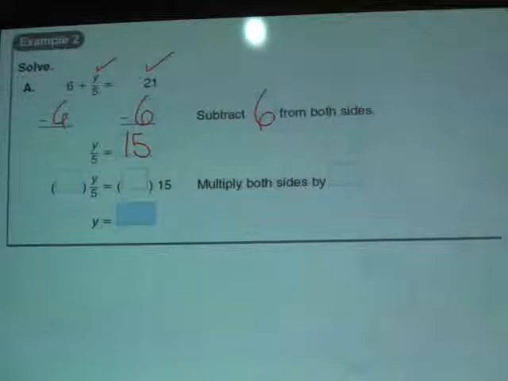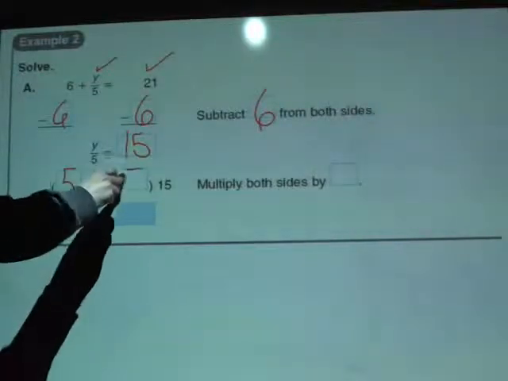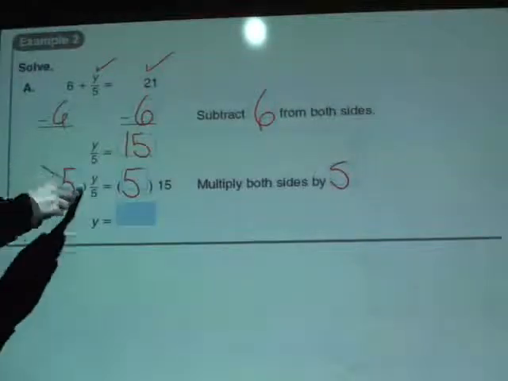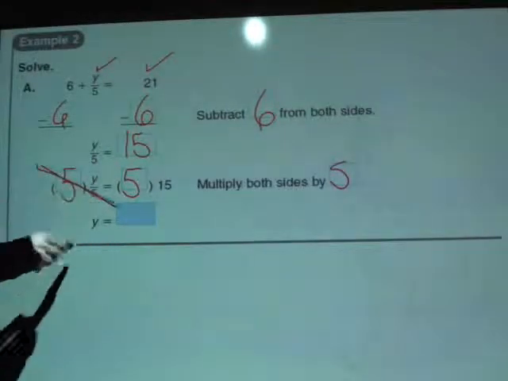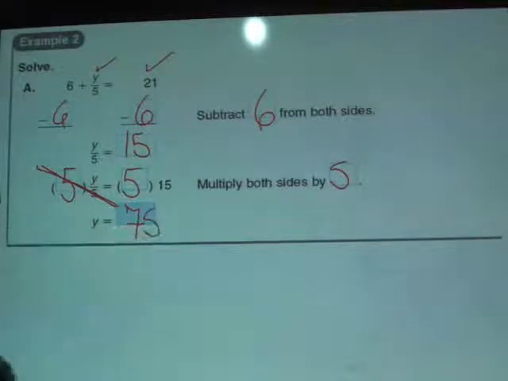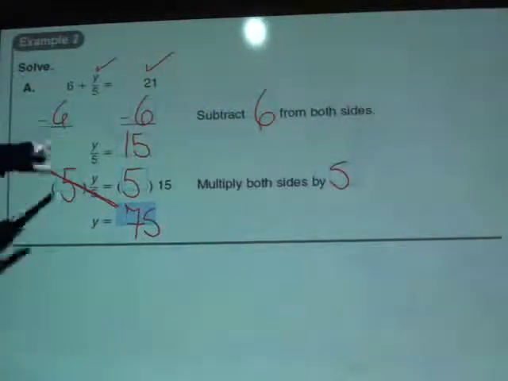Division problem, so I'm going to do the opposite to solve it, which is to multiply. Multiply both sides by 5. And you can see they're using those giant parentheses to show multiplication here. And when I do that, the divide by 5, multiply by 5 cancels each other out. And 5 times 15 changes into 75. So y must equal 75.